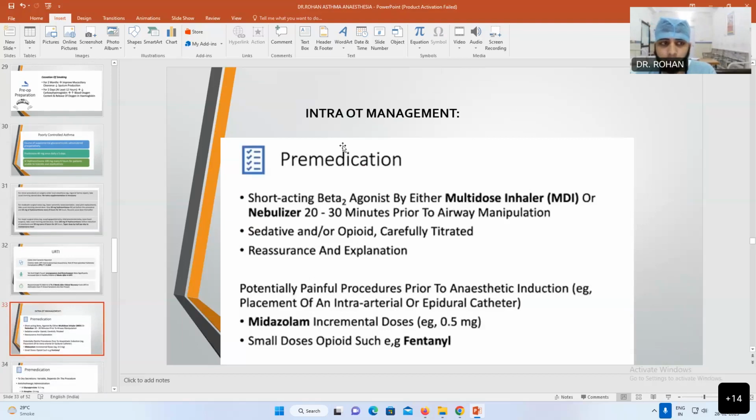Now we come to the intra-OT management. We nebulize the patient with beta-2 agonists like salbutamol, 20 to 30 minutes prior to taking the patient to the OT. And we pre-medicate with midazolam and fentanyl to prevent the patient's anxiety and reduce the pain, which might in turn trigger the respiratory problem. When the patient is anxious or experiences pain, an asthma episode can be triggered. To avoid it, we pre-medicate with midazolam and fentanyl.